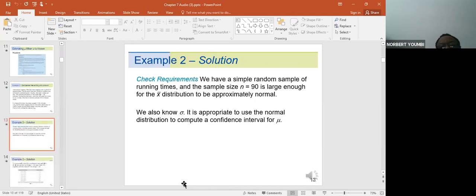So first we will check if the requirements are met. Here we have a random sample of 90 values. 90 is large enough, so we can consider that the distribution is approximately normal. And now sigma is known. So if sigma is known, we can use the Z distribution.